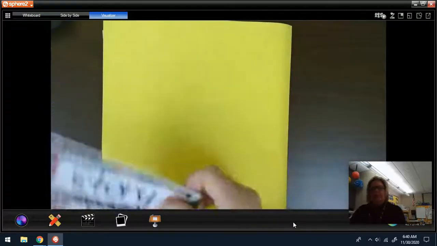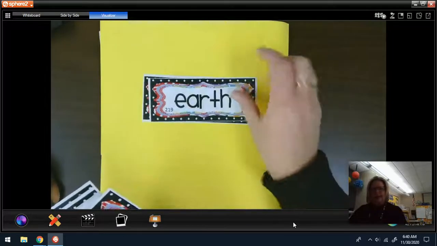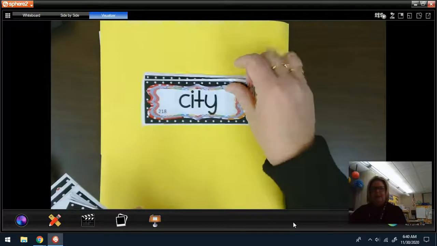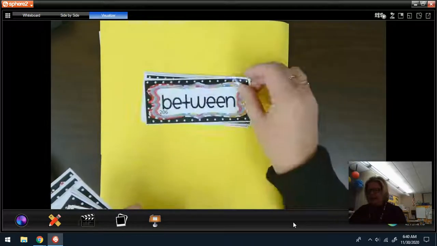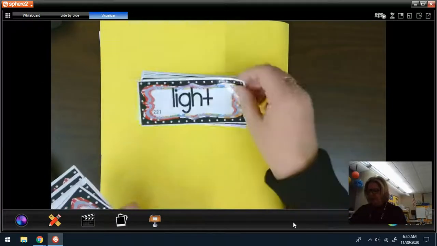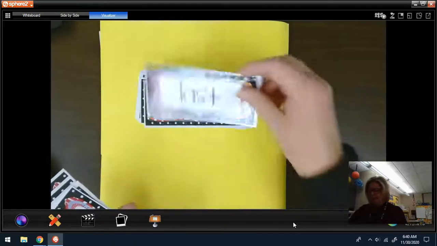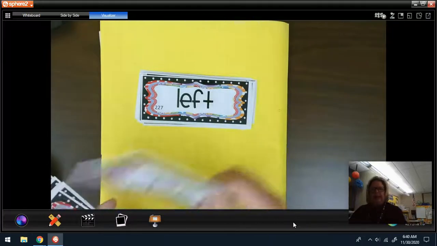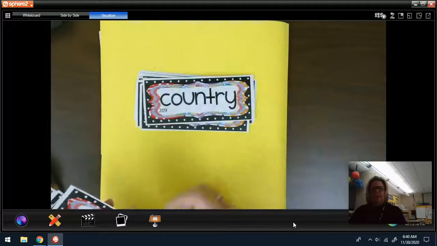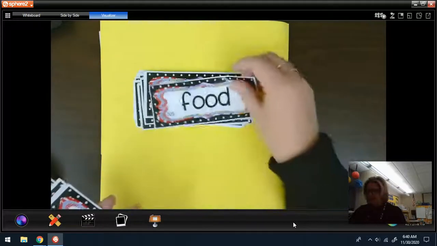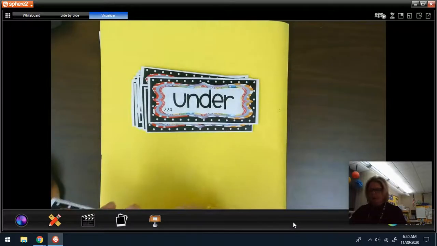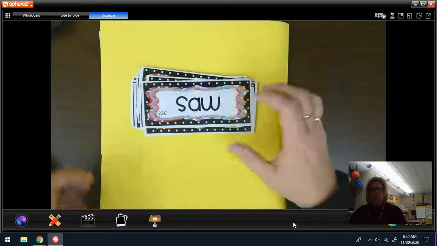Looks a little better on the yellow there. Story, earth, father, keep, head, city, plants, between, below, trees, started, light, every, last, left, never, near, school, country, eyes, food, own, high, under, thought, and saw.